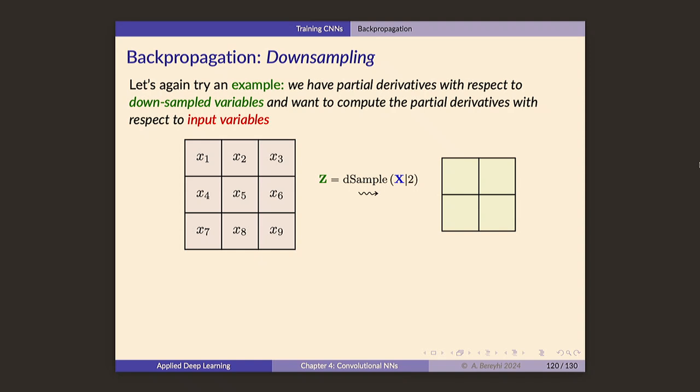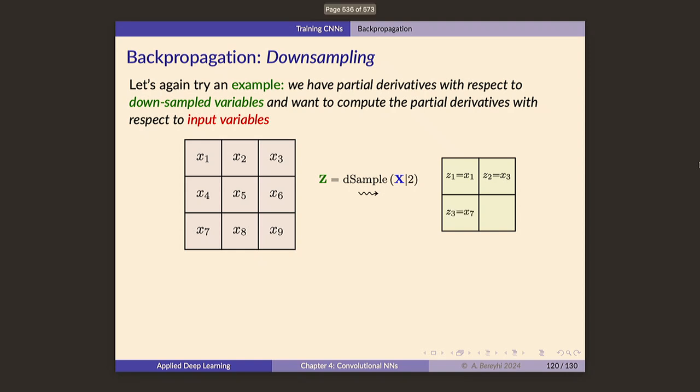This is quite, I guess you see it right now, very easy. So say I have this input map, which is x1 to x9, and then I want to do downsampling with factor 2. If I do that, then the first one is going to be this one. So z1 is going to be x1. What is going to be z2? It's going to be x3, right? So it's going to be x3. What about z3?